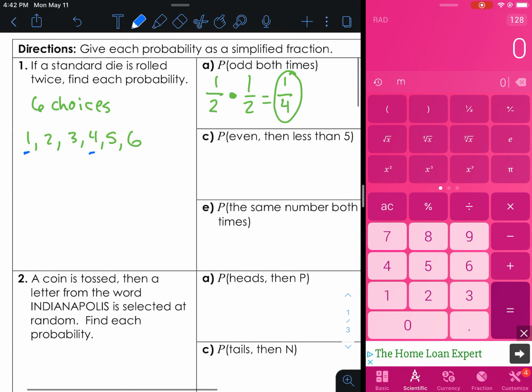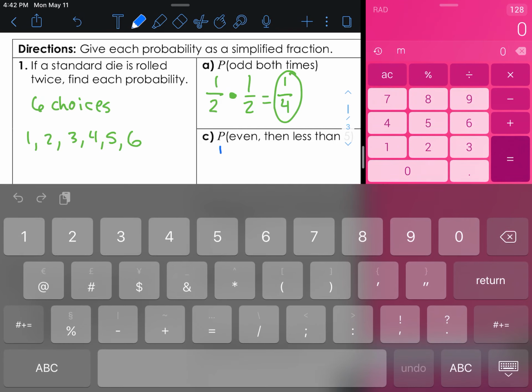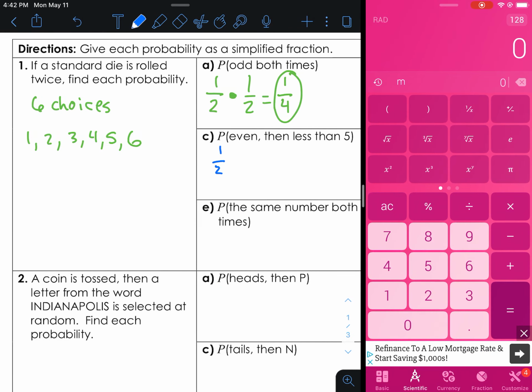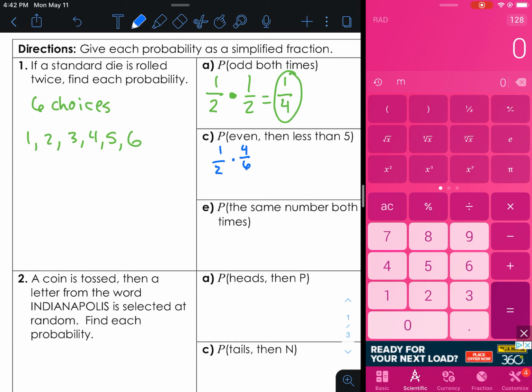All right, so an even number, we know that half of the numbers are even. So we have 1/2, sorry about that. And then less than 5. Numbers that are less than 5 are 1, 2, 3, and 4. So we have 4/6. Now I could reduce 4/6 before I multiply straight across, because it'd make it a little easier. But if you don't want to, you don't have to. So I'm showing you that way now. 1 times 4 is 4, and 2 times 6 is 12. Both of these are divisible by 4, so it reduces to the probability, ratio, or fraction of 1/3.